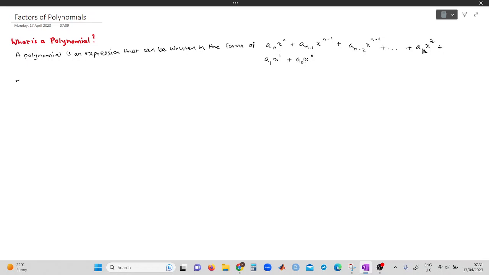So let's take some examples of expressions that we call polynomials. The first one, for example, is ax plus b. This is a polynomial, a linear polynomial. Next, we just have x squared plus 5x plus 2. Here the highest power of x is 2. Therefore, it's a quadratic, which is a polynomial.